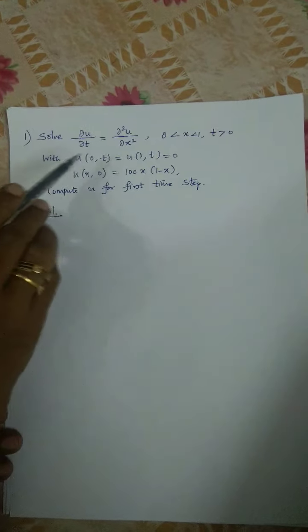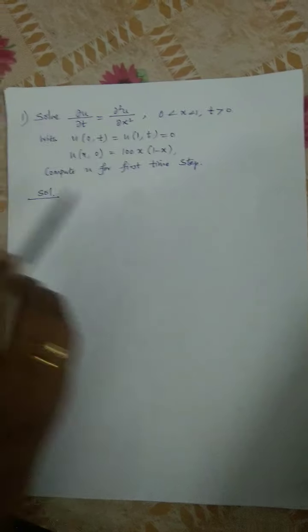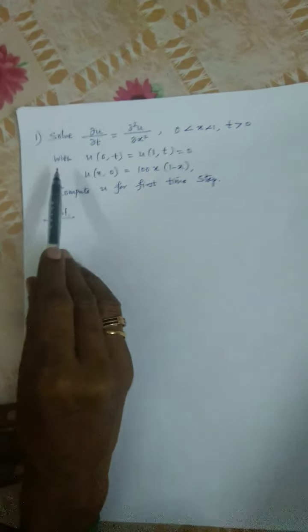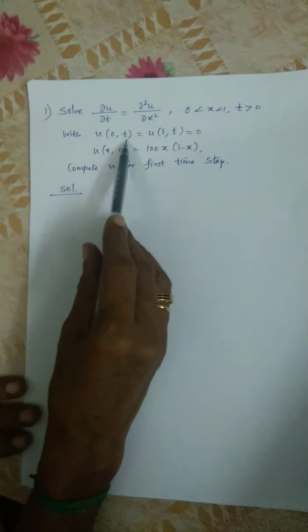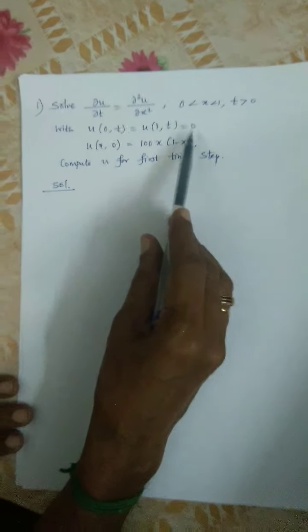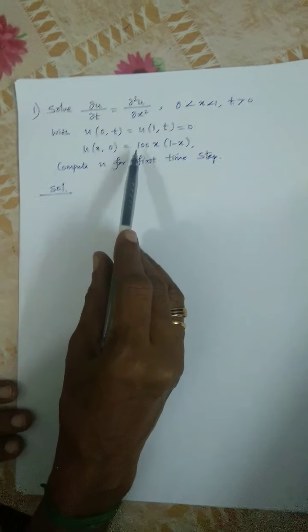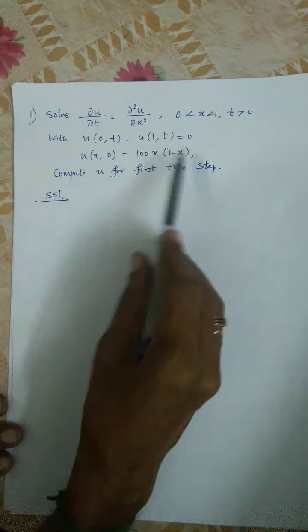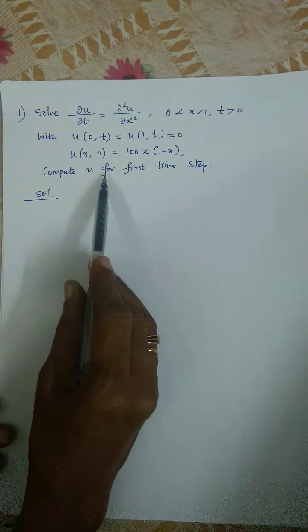Now we are going to solve a numerical problem. Given: dou u by dou t equals dou square u by dou x square, 0 less than x less than 1, time positive, with u(0, t) = 0, u(1, t) = 0, and u(x, 0) equal to 100 times x into (1 minus x). This is the function given to you. Compute u for the first time step.